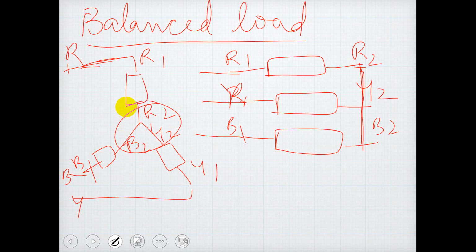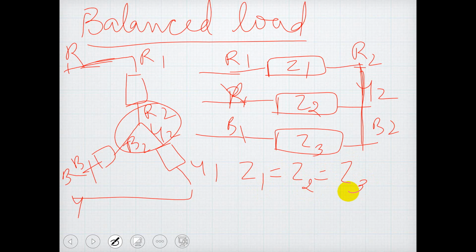So a balanced connected load, we can give the definition as: when the impedances of all the three phases are exactly the same. That means Z1, Z2, Z3 are all the same. We can write Z1 is equal to Z2 is equal to Z3.